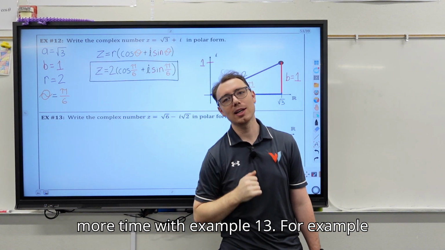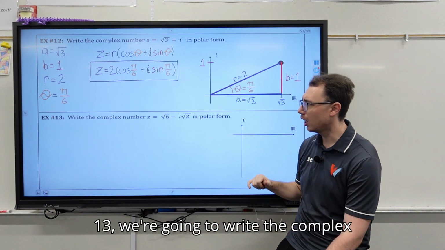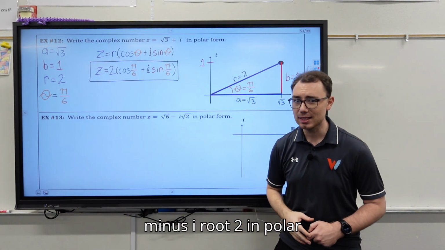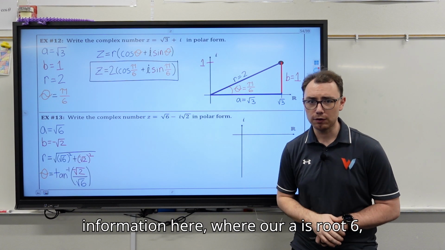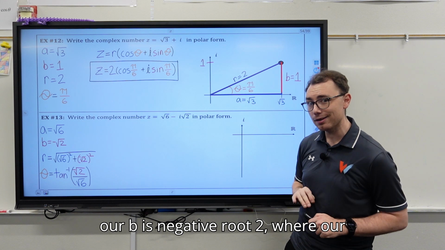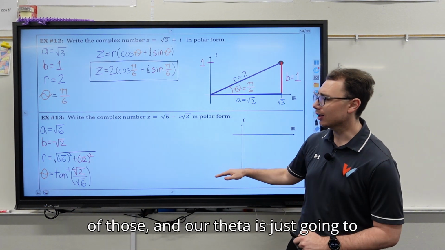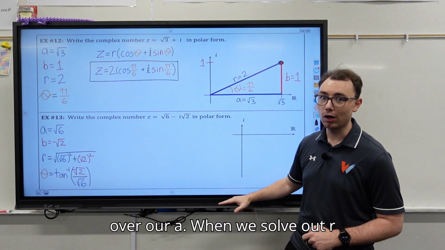Let's try that one more time with example 13. For example 13, we're going to write the complex number z is equal to root 6 minus i root 2 in polar form. Well, first, let's bring that information here, where our a is root 6, our b is negative root 2, where our r is just going to be the square root of the sum of the squares of both of those, and our theta is just going to be the inverse tangent of that b over our a.